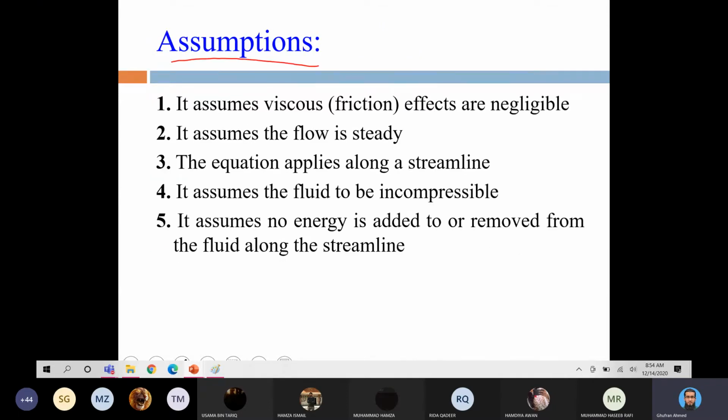Okay, so now what are the assumptions of this Bernoulli's theorem? It assumes that the flow is frictionless. It assumes viscous friction effects are negligible. It assumes that the flow is steady, meaning the velocity at a particular point, or local acceleration, is zero. It assumes the fluid to be incompressible. It assumes no energy is added to or removed from the fluid along the streamline. So during the path, there would be no losses actually. Okay, so these are some assumptions of Bernoulli's theorem, and I believe it is very simple.